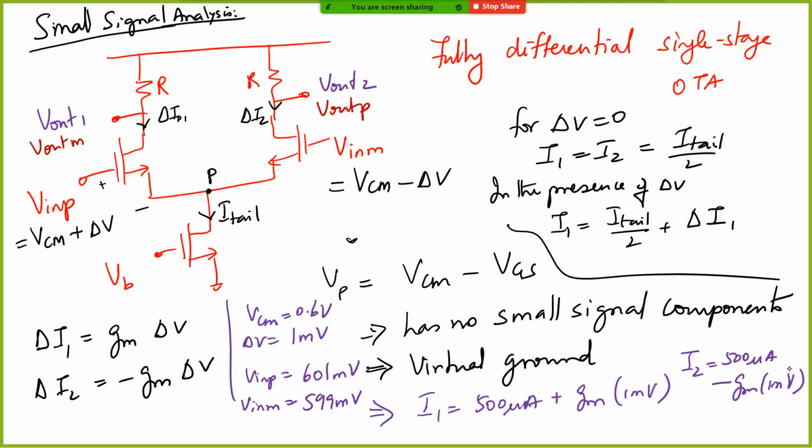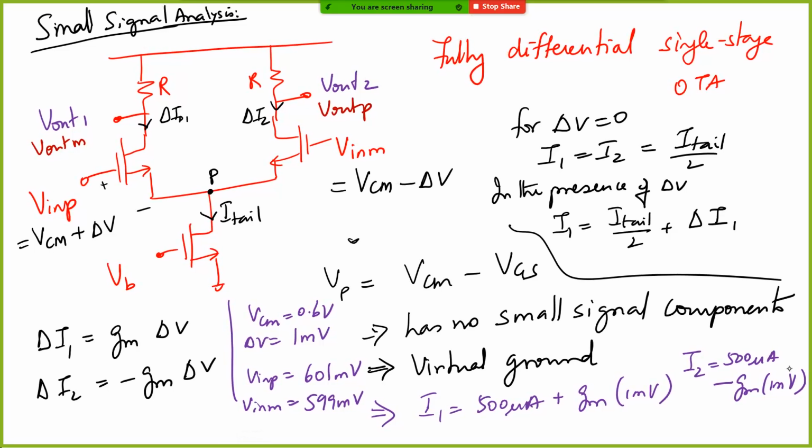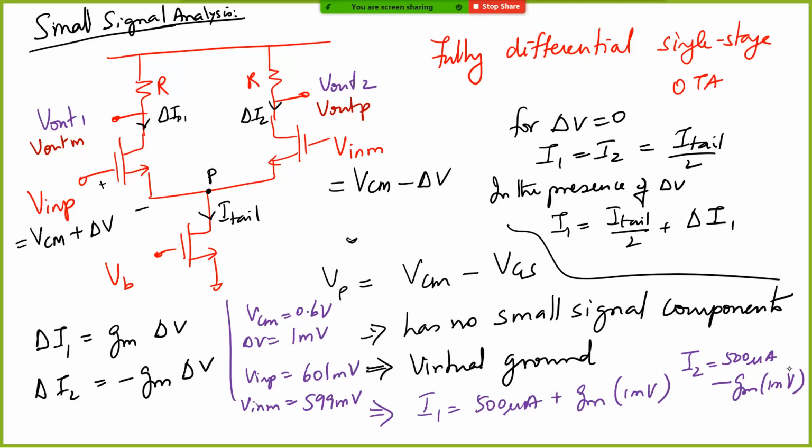Because if you draw the KVL here, you have V in P minus this VGS plus delta V, and then you have minus VGS minus delta V plus V in minus delta V. Basically, you will get VP being the same as VCM minus VGS, which will be your VP. So this is the virtual ground, as I mentioned, right?